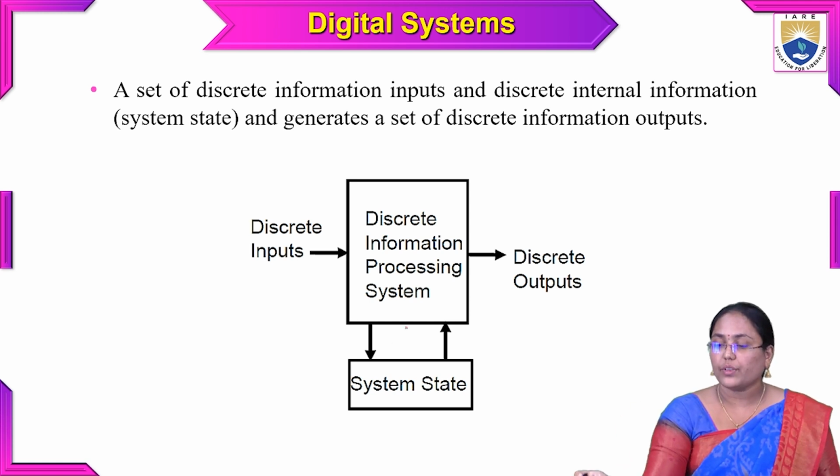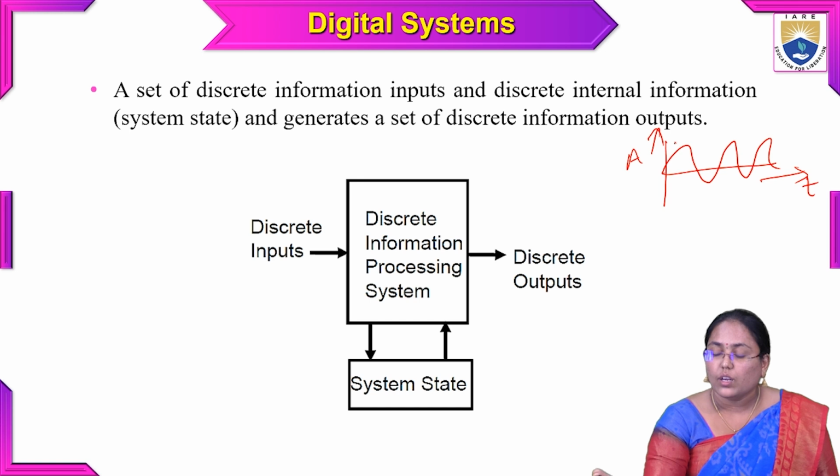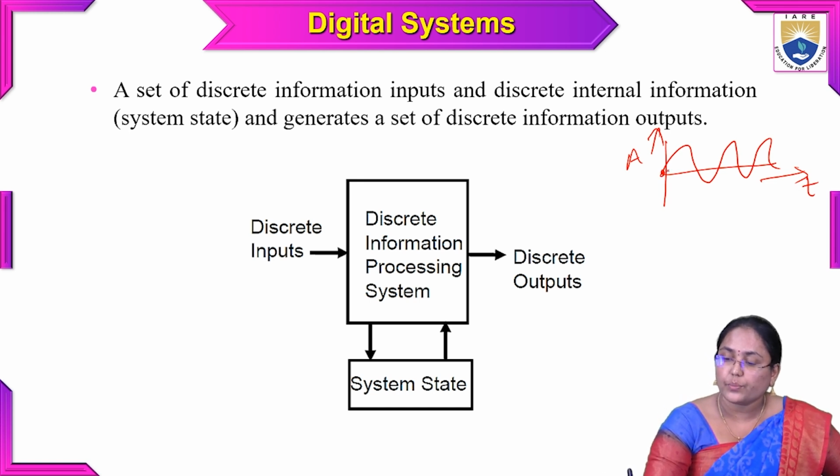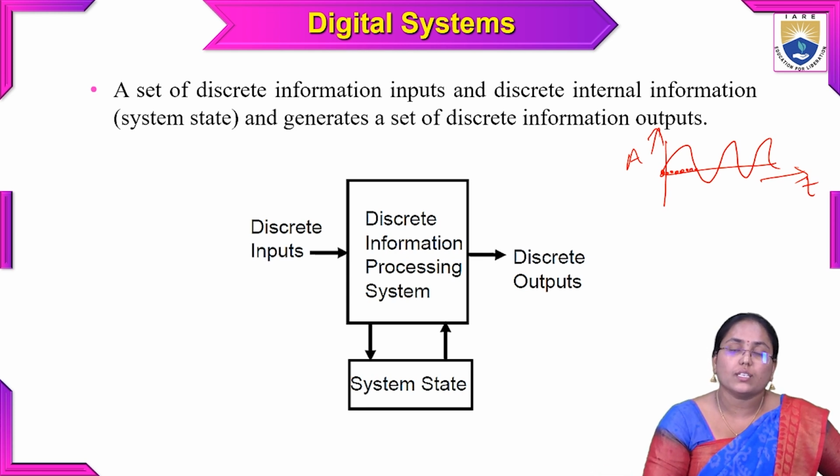Now, for example, in general what we have is analog data. In analog data, we have something like this. This is a time varying signal, and this is amplitude over here. For every point of time, we have a particular amplitude. So this is a continuous signal, which is continuous in time as well as continuous in amplitude.